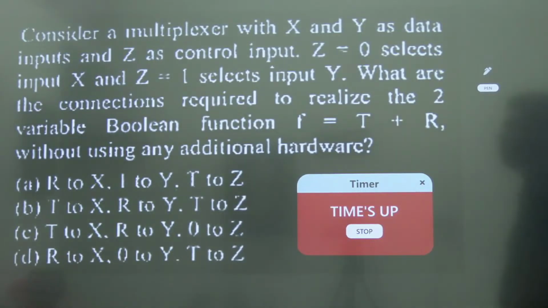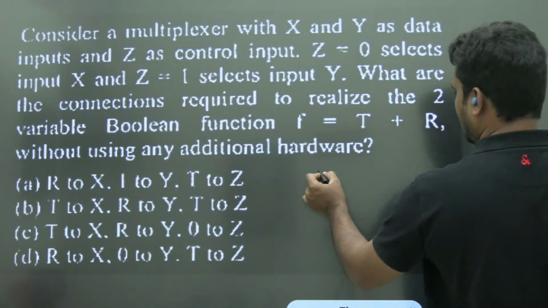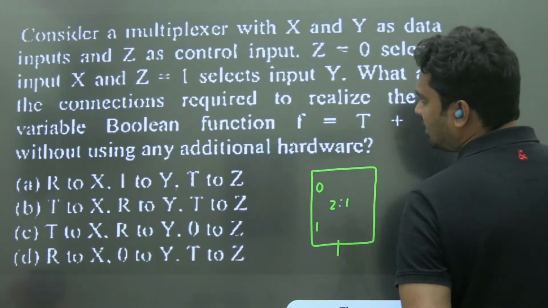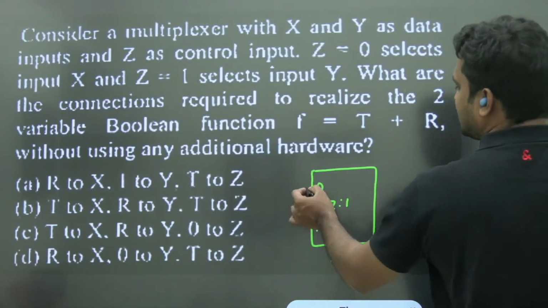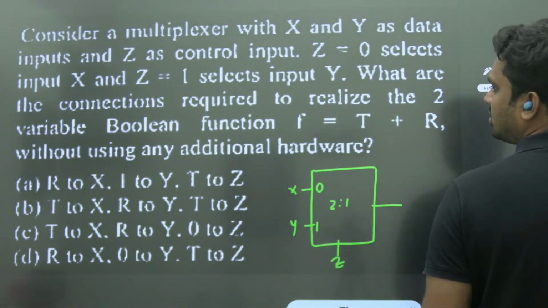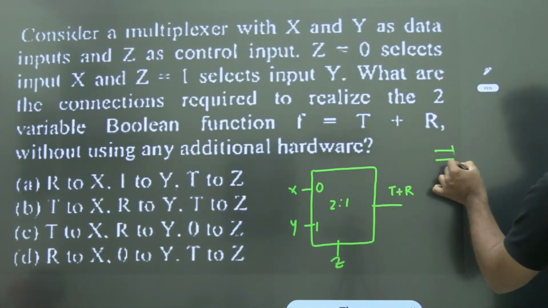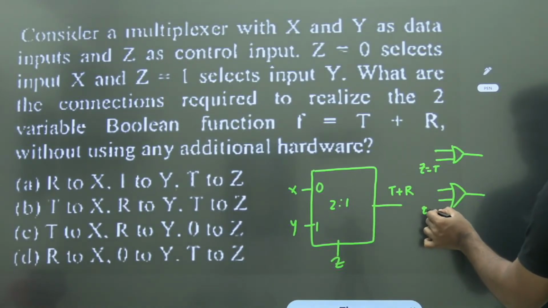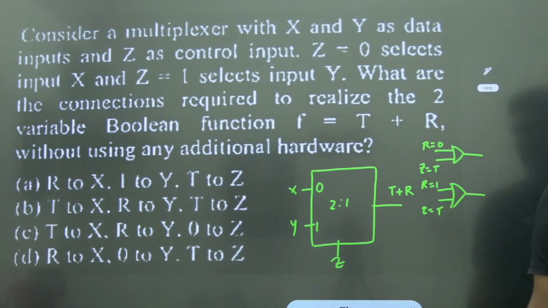Okay, ready. Consider a multiplexer with X and Y as the data inputs. Okay, let's do it, a 2 by 1 mux. X, Y are the data inputs and the control input is Z. When Z equal to 0, it selects X, and when Z equal to 1, it will select Y. I want to implement the two variable Boolean function T plus R. So take an OR gate. In the OR gate, you take Z equal to T. Then the other input R, you take it as 0, what happens? R equal to 1 happens.